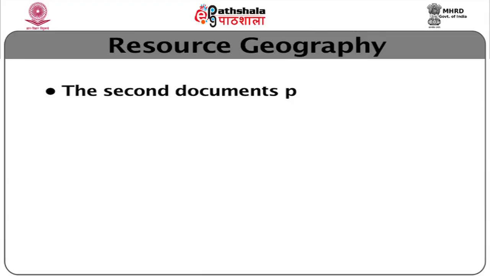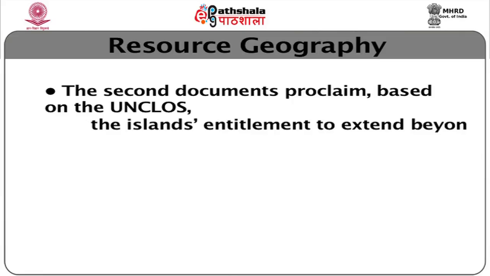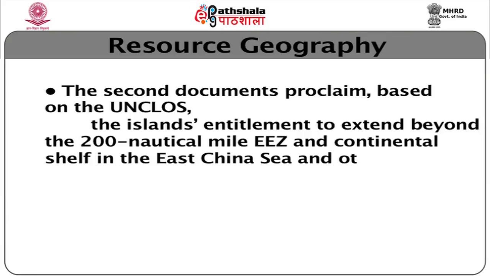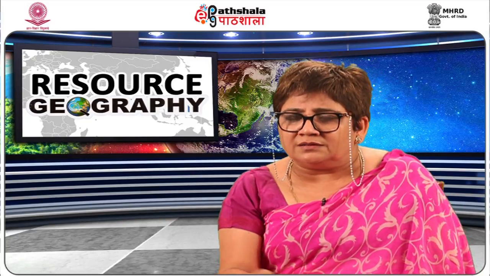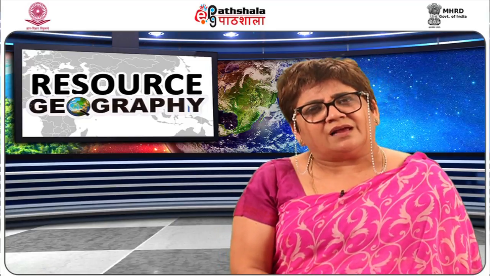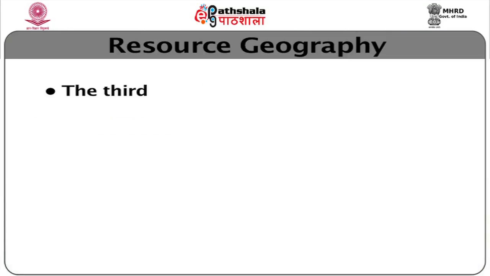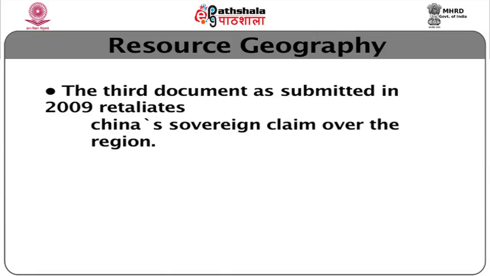And the second document proclaims, based on UN clauses, the islands' entitlement to extend beyond the 200 nautical mile EEZ and continental shelf in the East China Sea and other territorial sea areas. So of course the economic zone is there, and we all understand the exclusive economic zone, the line that extends from the territory. But again, this is another region where we do not have a clear understanding of the path and the area that's available. The third document, as submitted in 2009, reiterates China's sovereign claim over the region.